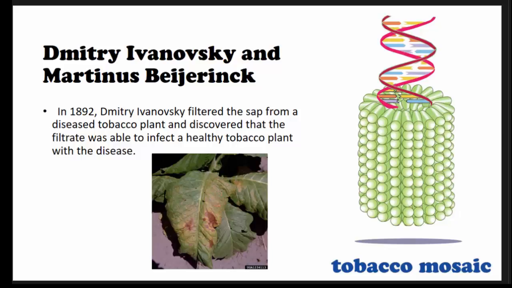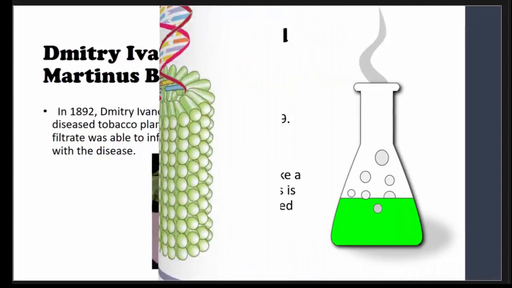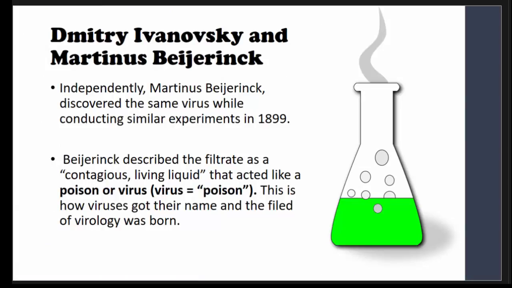Dmitry Ivanovsky and Martinus Beijerinck. In 1892, Dmitry Ivanovsky filtered the sap from a diseased tobacco plant and discovered that the filtrate was able to infect a healthy tobacco plant with the disease. Independently, Martinus Beijerinck discovered the same virus while conducting similar experiments in 1899. Beijerinck described this filtrate as a contagious living liquid that acted like a poison or virus. The word virus comes from the word for poison. This is how viruses got their name and how the field of virology was born.